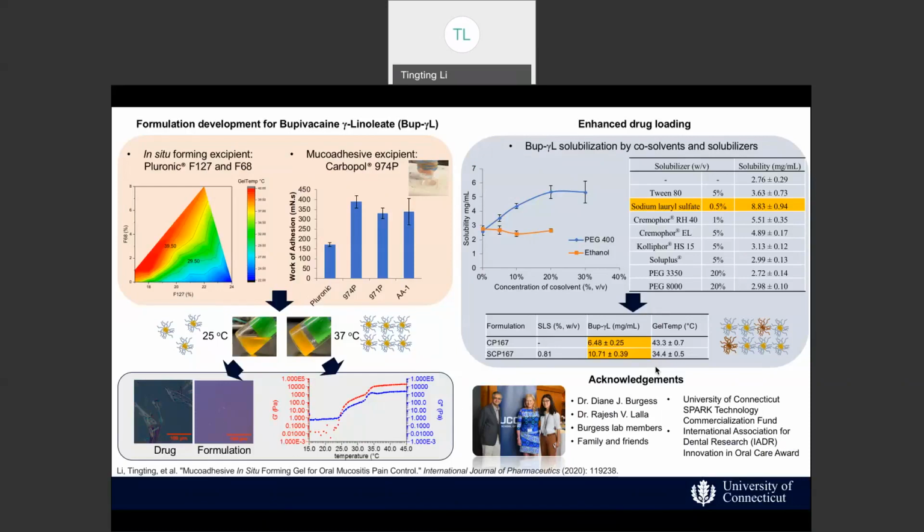And also, this research could not be completed without the support of different grant sources. First is the UConn Spark Technology Commercialization Fund, and second is the International Association for Dental Research Innovation in Oral Care Award. So with that, I'd like to finish my presentation today.